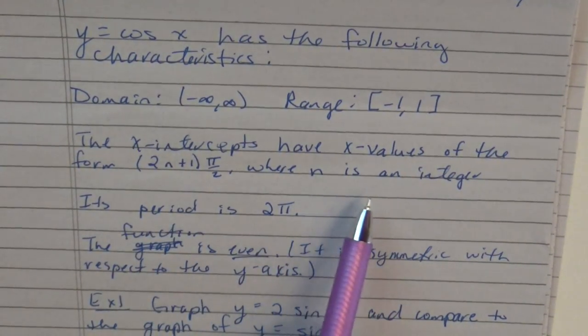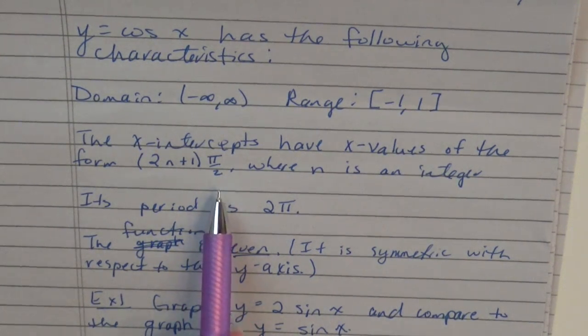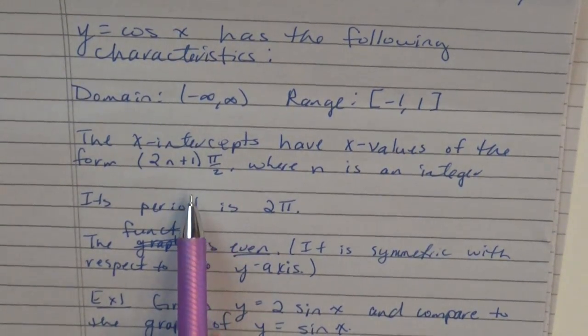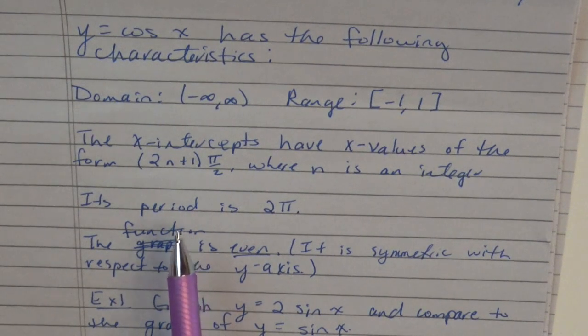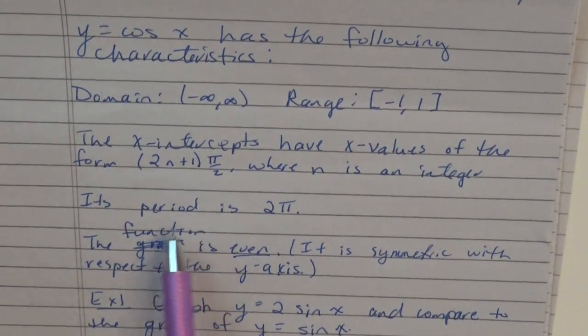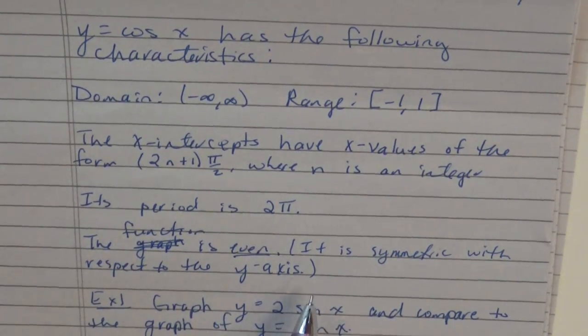The x-intercepts have x values of the form 2n plus 1 times pi over 2, where n is an integer. Okay, and that's similar to what we said for sine. It's just that now you have odd multiples of pi over 2, whereas before we might have had even multiples of pi over 2. Its period is 2 pi, so that means a complete cycle has length 2 pi. The function is even because it is symmetric with respect to the y-axis.